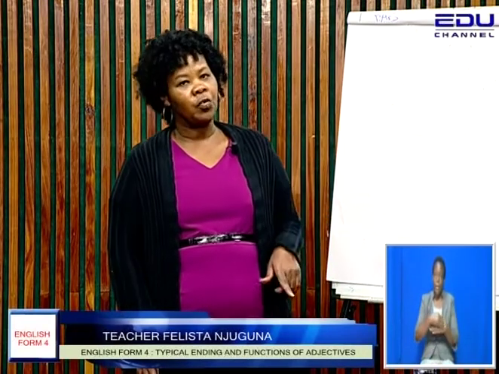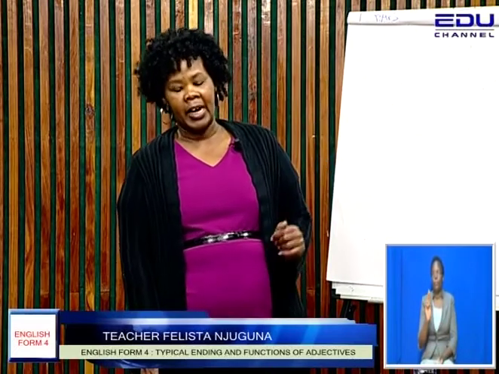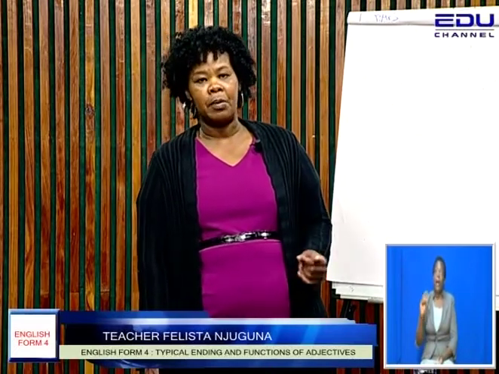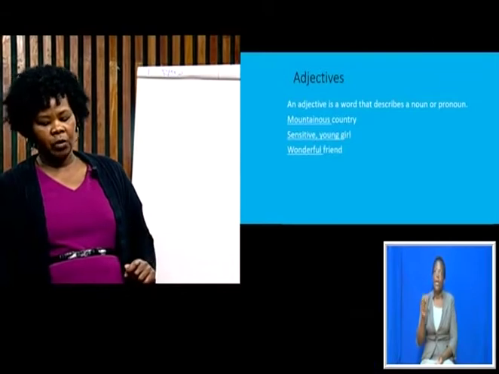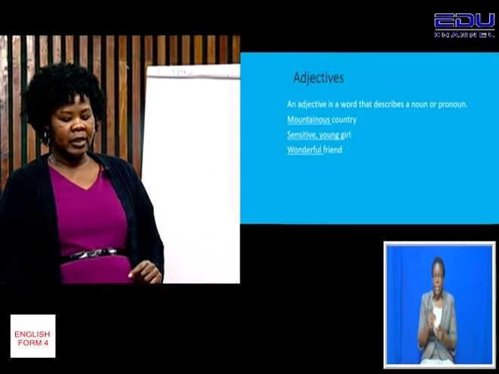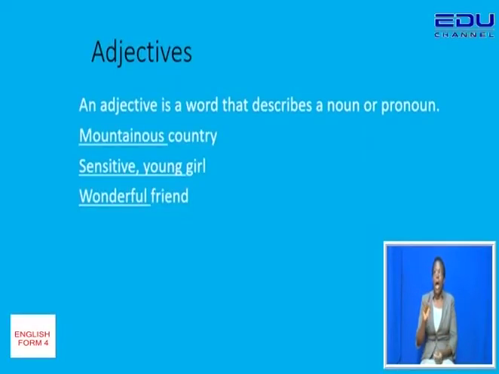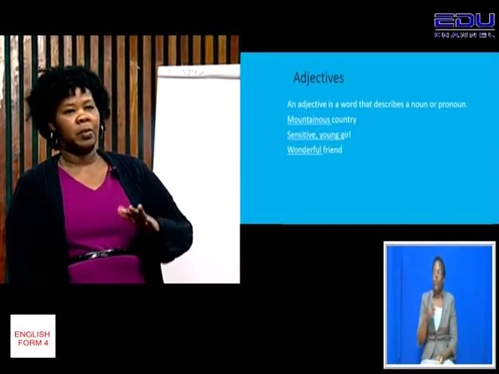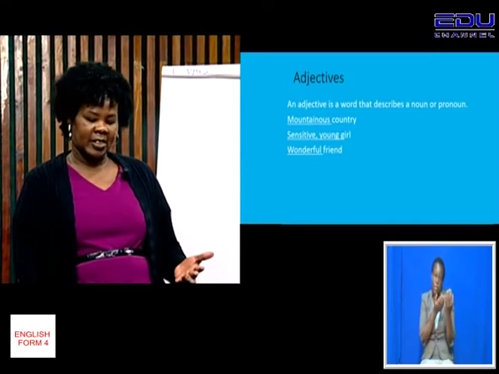So let's first of all remind ourselves what an adjective is. An adjective is a word that describes a noun or pronoun. For example, you can talk about a mountainous country. The word mountainous there describes to us the kind of country that we have there. So if you go to that country, you'll expect to see many mountains.